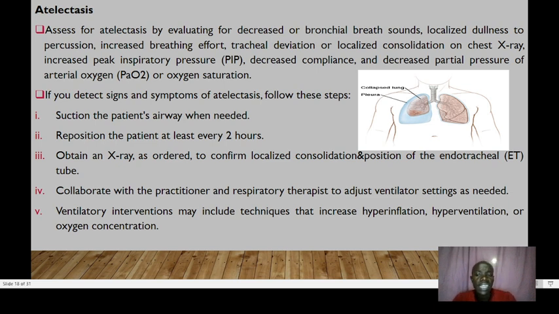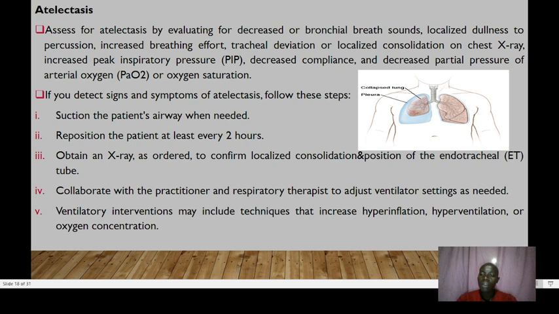So if you detect signs of atelectasis, you have to do the following. You have to suction the patient's airway when needed. Remember, for you to suction, you have to pre-oxygenate, suction, then pre-oxygenate again. Reposition the patient at least every 2 hours and then obtain an X-ray as ordered to confirm the localized consolidation and position of the endotracheal tube.